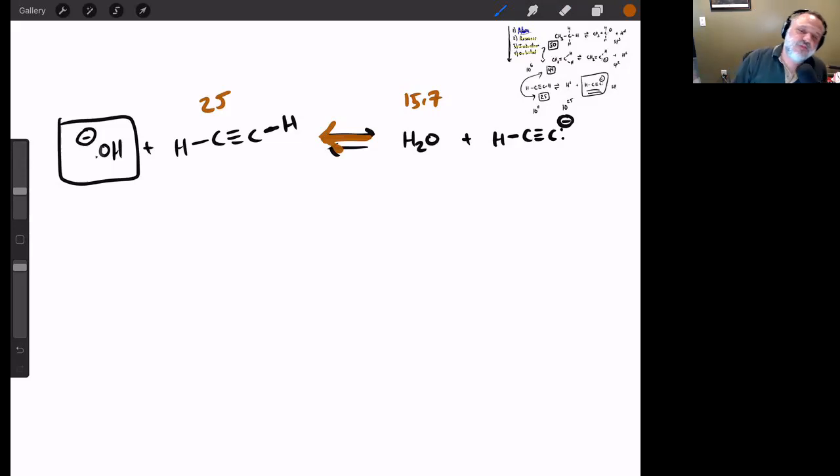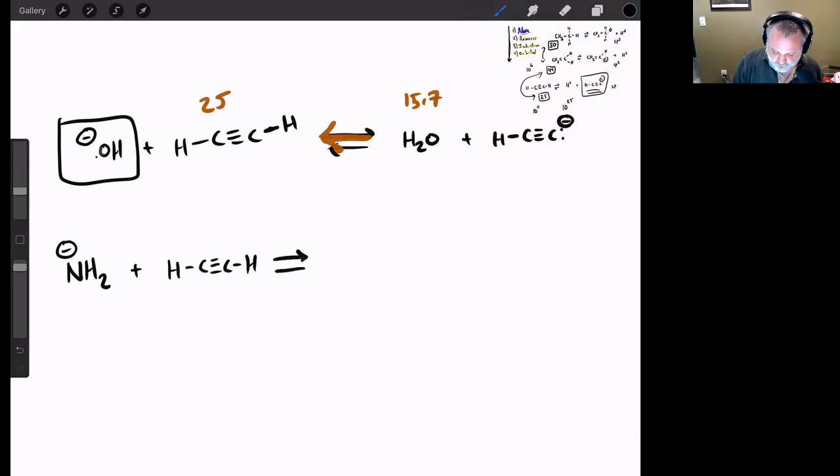Well, let's take that a step further. Let's examine another situation. Is amide ion a suitable reagent to deprotonate ethine? And so I want to examine the resulting structures. I get ammonia, and I get this alkanide ion.